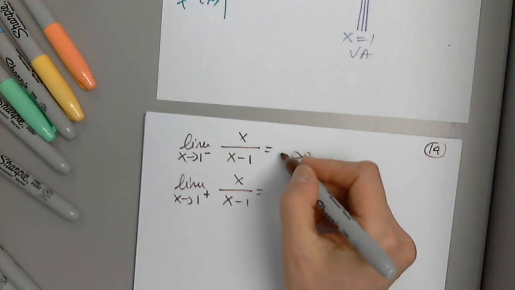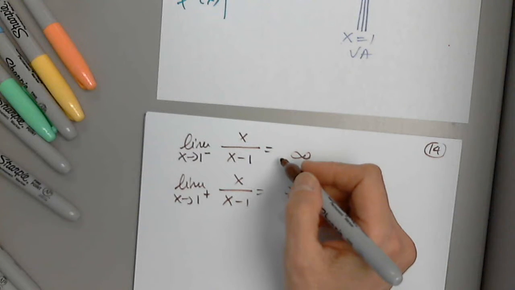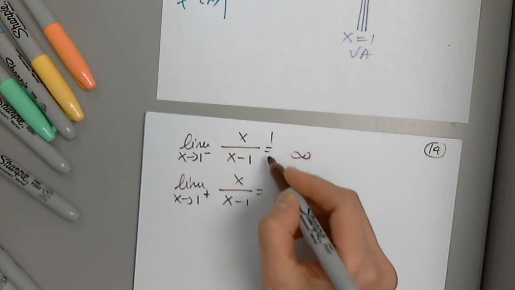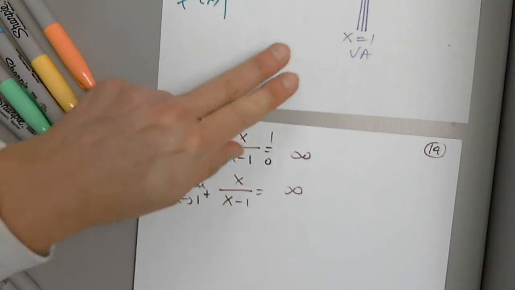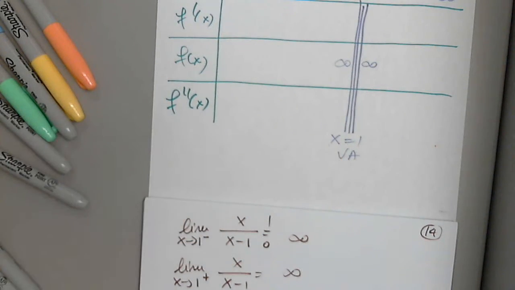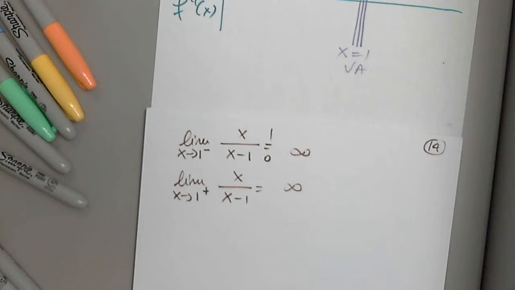Will that be infinity? Because the top is 1 and the bottom is 0. And we already know that the function is undefined at 1, so it has to be a vertical asymptote. And the same thing here, 1 over 0, so we know there is no hope. 1 over 0 means infinity.